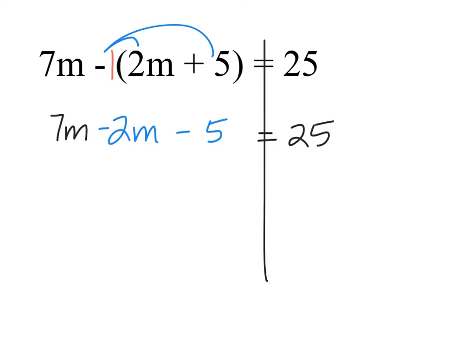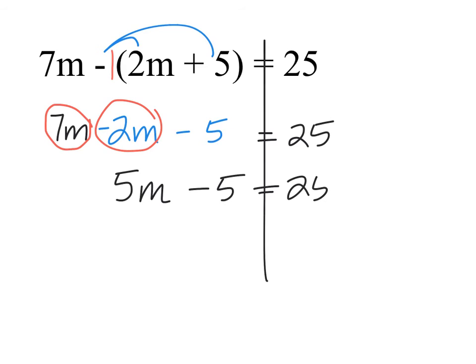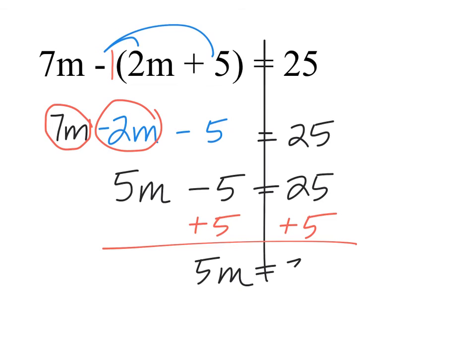Okay? You distributed. Now check. Can you combine like terms? You can. You've got like terms right here. 7m, -2m, which gets you 5m. Bring down the -5 equals 25. You only have variables on one side, so don't have to move them. We're going to add or subtract. We're going to add 5 because it's being subtracted. New equation is now 5m equals positive 30 because it's 25 plus 5.